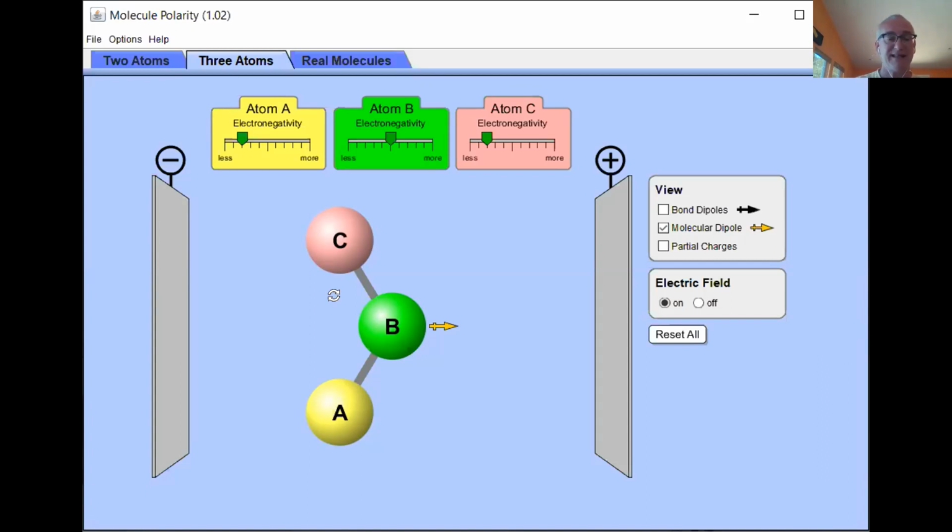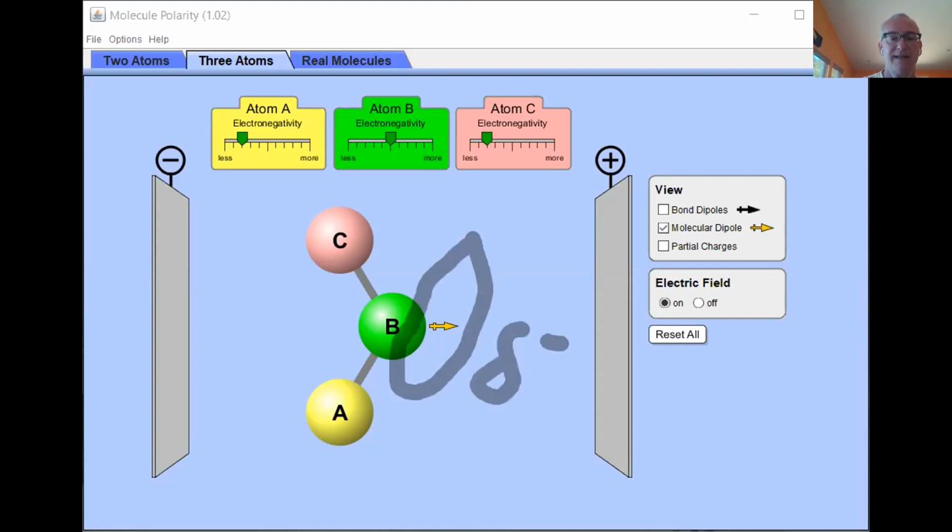I now will have slightly more negative charge on this side of the molecule. That'll be slightly negative, and slightly more positive in this pocket over here will be slightly positive. And so it will orient itself directly like that. Okay?